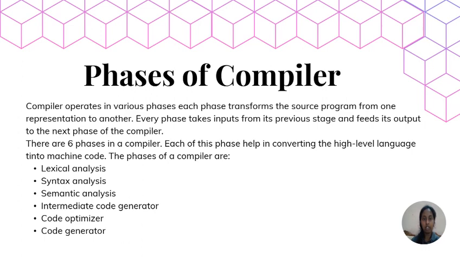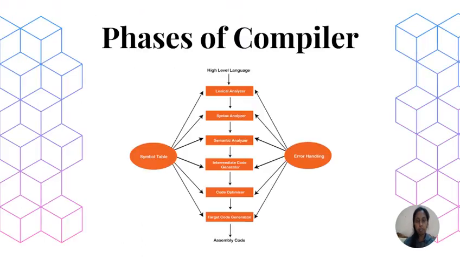The six phases of a compiler are lexical analysis, syntax analysis, semantic analysis, intermediate code generator, code optimizer, and code generator. Pictorial representation of phases of compiler.